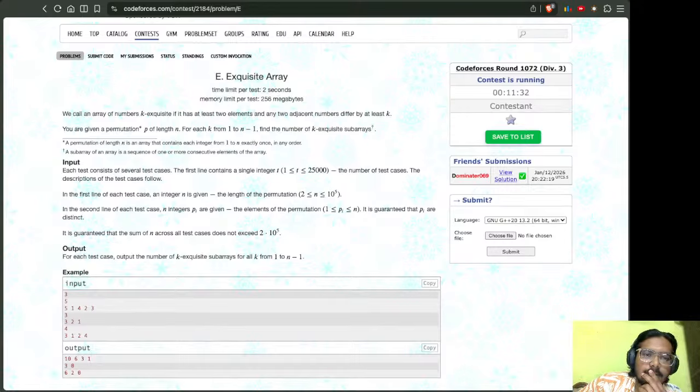Given a permutation P of length n, for each k from 1 to n minus 1, find the number of arrays that are k-exquisite. You have an array of size k.